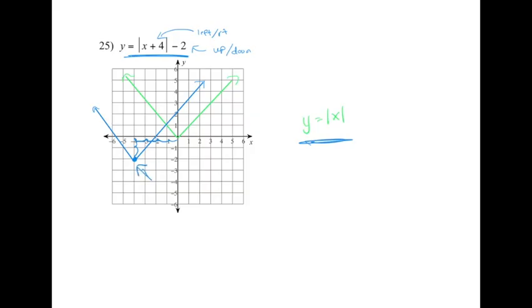So you're taking this equation, this absolute value, you're moving it based on what it tells you to do right here. On the inside, it moves you left and right, opposite of what you would think. The outside moves you up and down, exactly how you would think it would. But the actual graph stays the same. It's still that V.